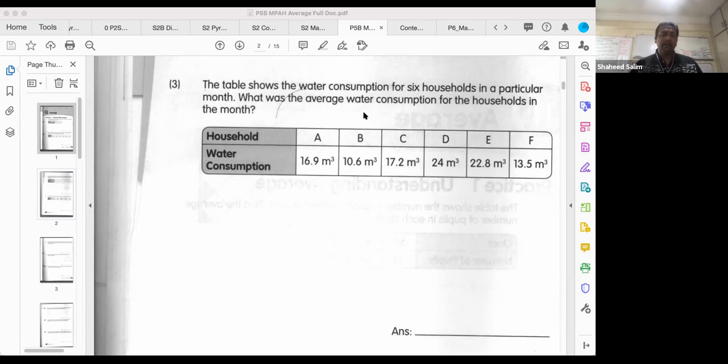Well done, Izzat. Akil, how? Akil mabuk lah. Okay, we add up all of them. What do we get? We get 105 cubic meters. Then we divide it by 6. You get 17.5 cubic meters.